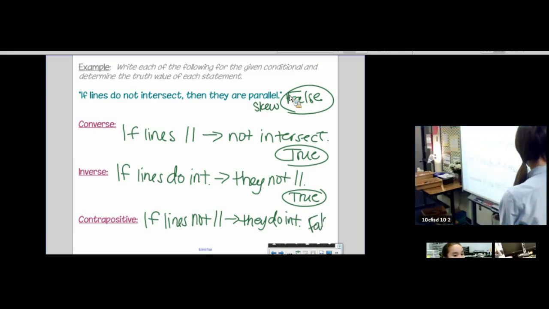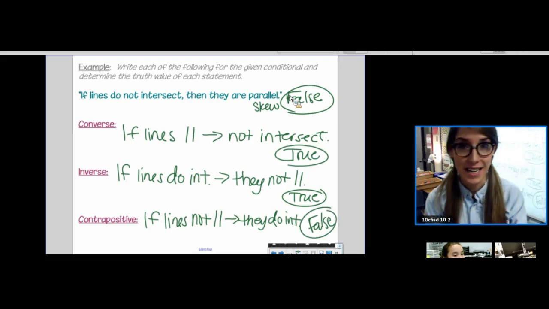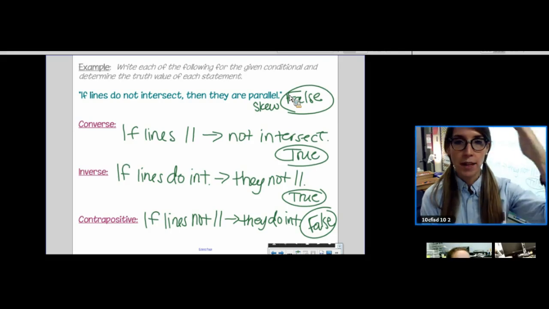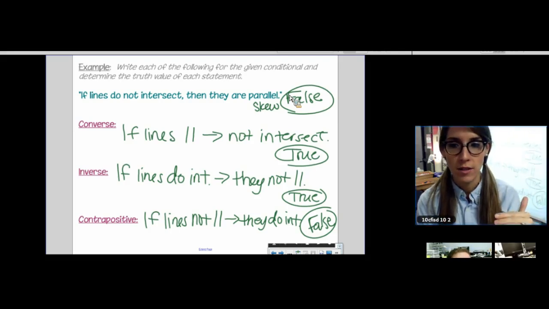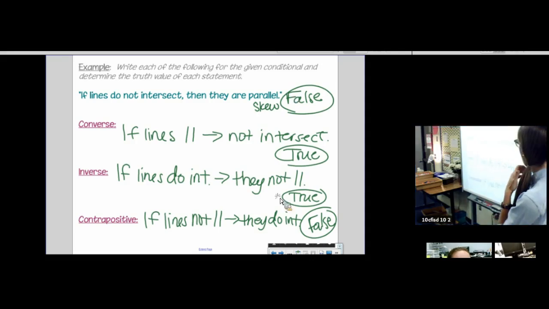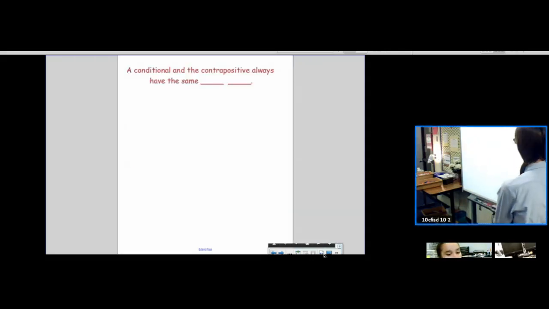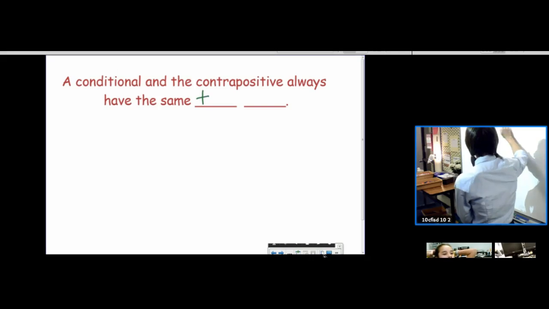This, guys, is not a coincidence. This is going to happen every time. So the original and the contrapositive are going to have the same truth value. The converse and the inverse are too. But I wanted you to see that the original and the contrapositive are going to have the same truth value. Please write this down in your notes.